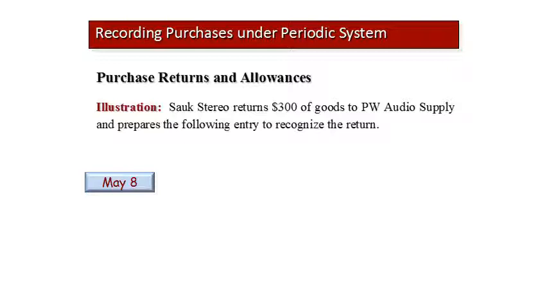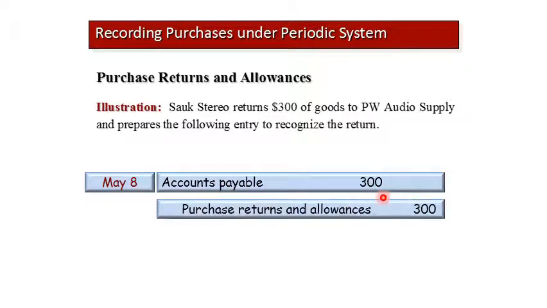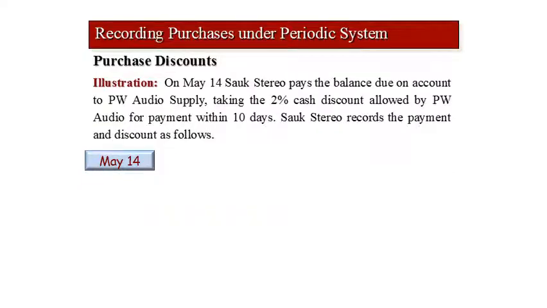But realize, if you purchase with cash, your purchase return and allowance will be cash. If you purchase on credit, your purchase return and allowance must be on credit too. Here we are doing purchase return and allowance according to a credit purchase, so it will be accounts payable. Our accounts payable will decrease by 300 for the returned goods, and we have purchase return and allowance credit because it is the opposite of the purchase.